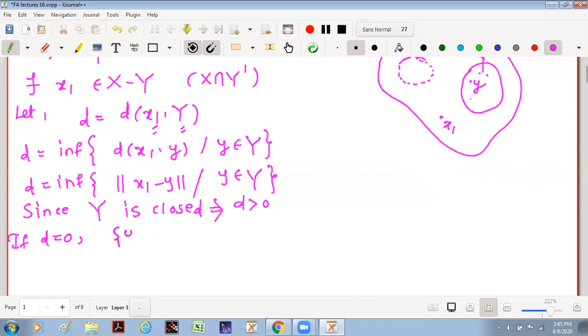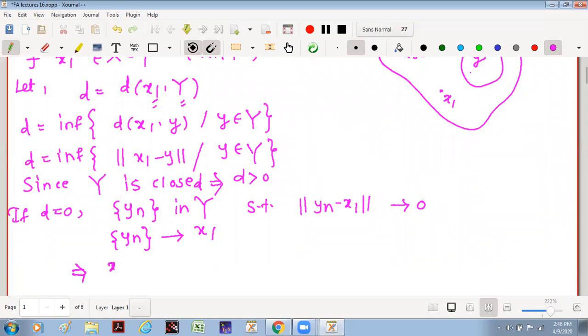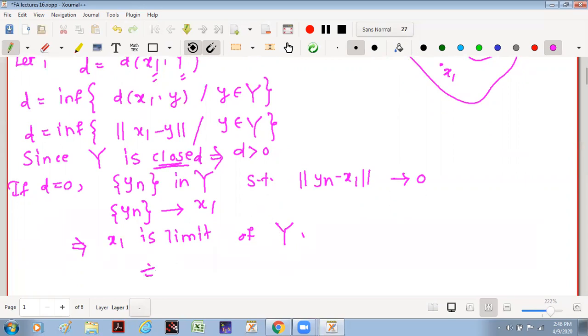Therefore I can say there exists a sequence yn in y such that norm of yn minus x1 tends to 0. What is it giving us? The sequence yn is converging to x1. If the sequence yn is converging to x1, then x1 is a limit point of the set y, but as y is closed, the set y will contain all its limit points. With that I can write x1 belongs to capital Y.